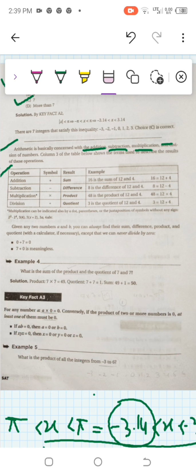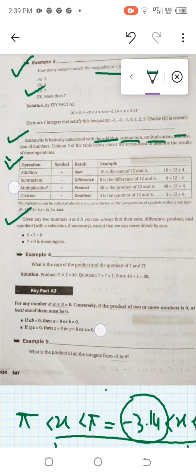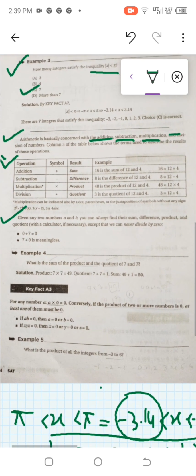Fine. Now we are moving with the statement that given any two numbers a and b, we can always find the sum, difference, product and quotient, if necessary, except you can never divide by 0. अभी हमें दो वैल्यूज दी गई हैं, उसका आइदर हम सम ले सकते हैं, हम उसको सेपरेट कर सकते हैं, हम उसको मल्टीप्लाई कर सकते हैं, या हम उसको डिवाइड कर सकते हैं. लेकिन रिमेंबर के वो वैल्यू यू कैन नेवर डिवाइड बाय 0.